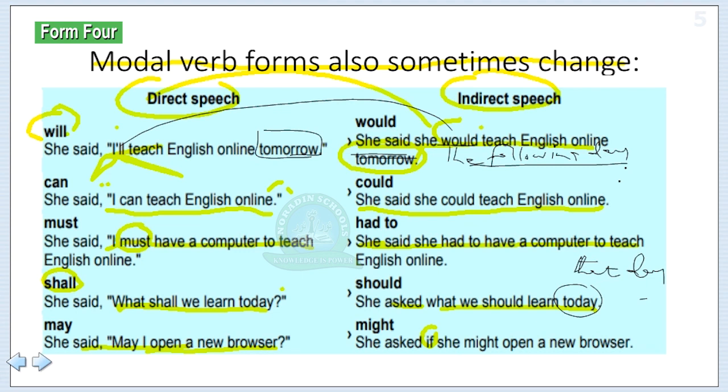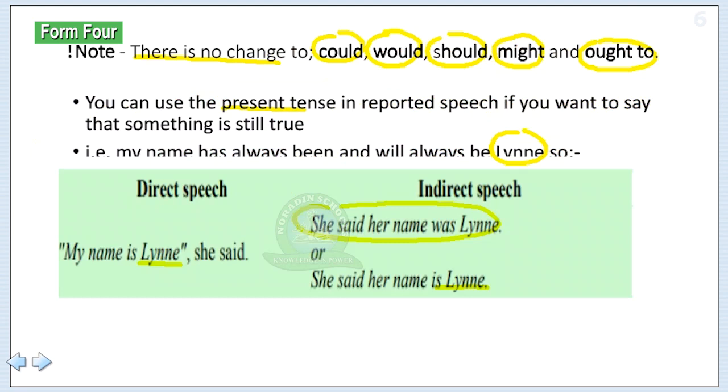So today, this one: she said, what shall we learn today? We're going to change this one. She asked, because it's a question, what we should learn that day. So today becomes that day. She said, may I open a new browser? She asked if, because there is a question in here. It's an interrogative sentence, so we're going to use asked and if, or to.